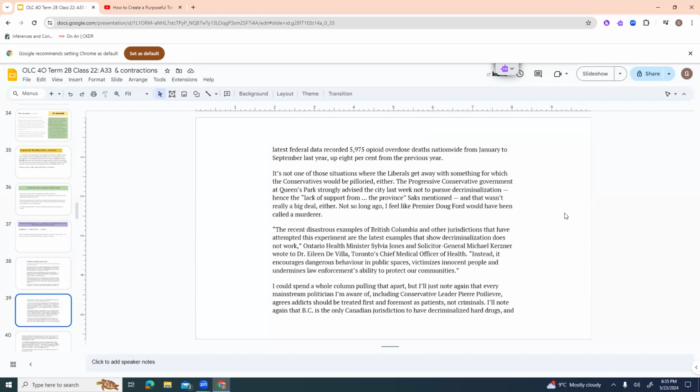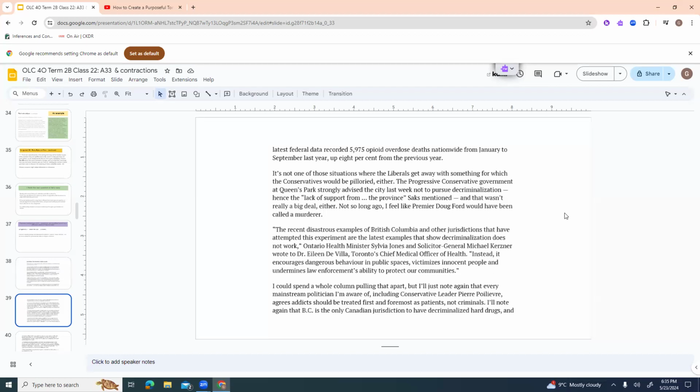The Progressive Conservative government at Queen's Park strongly advised the city last week not to pursue decriminalization, hence the lack of support from the province that Sachs mentioned. And that wasn't even really a big deal either. Not so long ago, I feel like Premier Doug Ford would have been called a murderer. The recent disastrous example of British Columbia and other jurisdictions that have attempted this experiment are the latest examples that show decriminalization does not work.